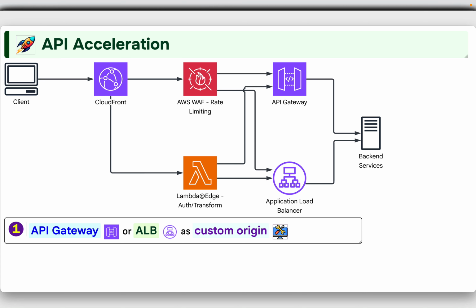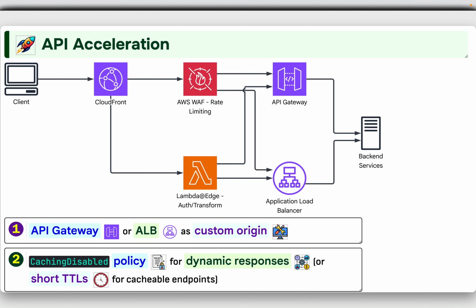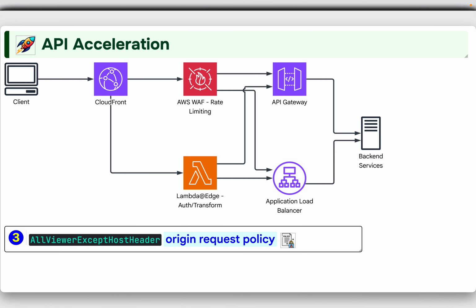API Gateway or ALB: use API Gateway or ALB as a custom origin for CloudFront. Caching disabled policy: use the caching disabled policy for dynamic responses, or use short TTLs for cacheable endpoints. AllViewerExceptHostHeader origin request policy: use this policy to forward all viewer headers except the host header.